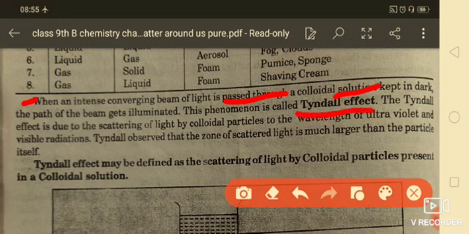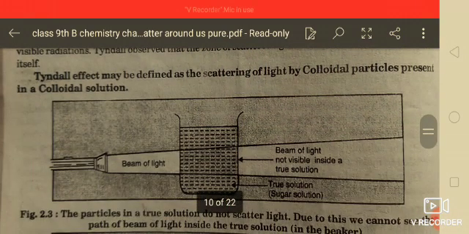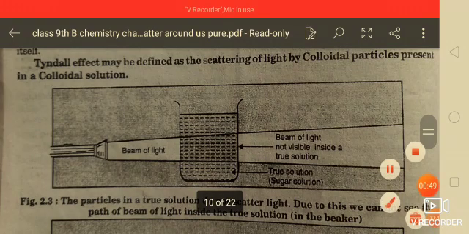So the Tyndall effect is due to the scattering of light by colloidal particles. You know solution, suspension and colloids. So you have to learn the definitions of solution, suspension and colloids and their particle sizes also. So the Tyndall effect may be defined as the scattering of light by colloidal particles present in the colloidal solution.